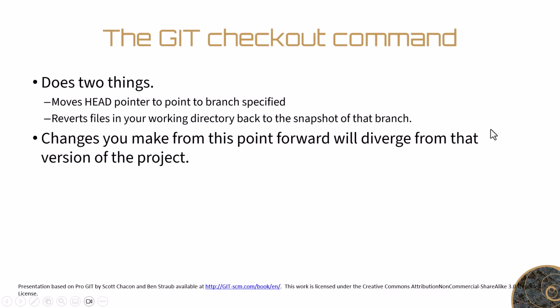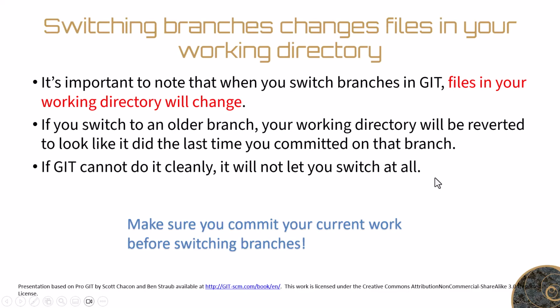So when you check out a branch, it does two things. It moves the HEAD pointer to point to the branch that's specified. So when we went back to main, it pointed to main. And then it reverts the files in your working directory back to the snapshot of that branch. Now here's an important point. Changes you make from this point forward will diverge from that version of the project. Also, when you switch branches, the files in your working directory will change. So if you change branches, you want to make sure that you've committed all your current work before switching branches. Otherwise, you can lose files.